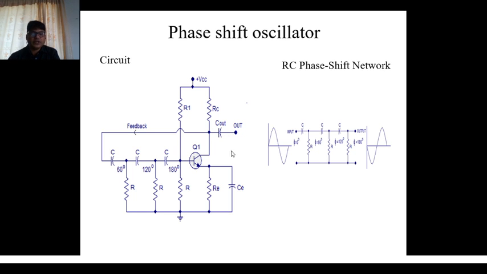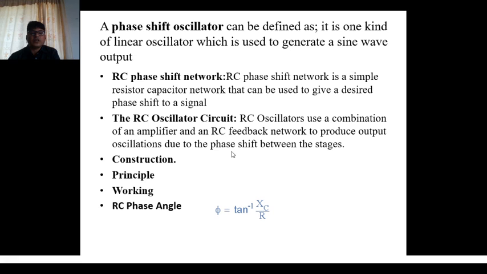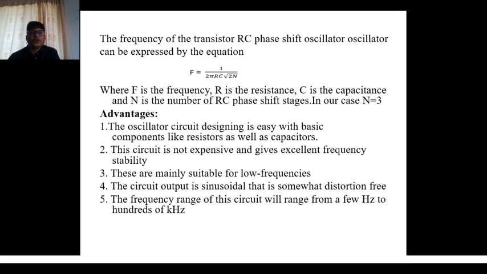The frequency of oscillation for the RC oscillator is given by f equals 1 upon 2 pi RC times the square root of 2N, where f is the frequency, R is the resistance, C is the capacitance, and N is the number of RC phase shift stages. In our case, N is equal to 3. So this is the circuit operation for the phase shift oscillator.